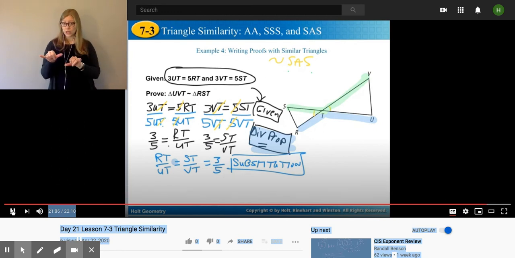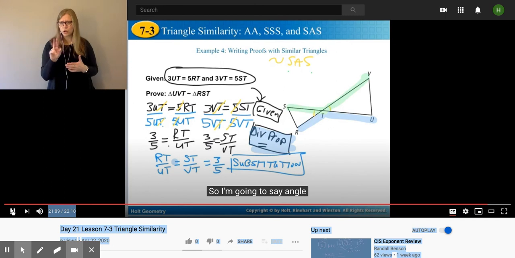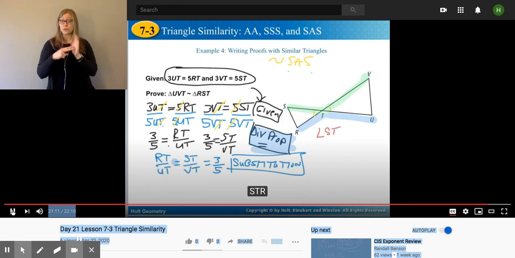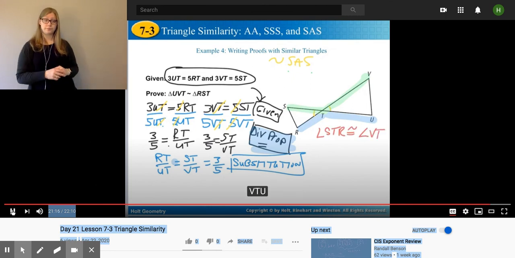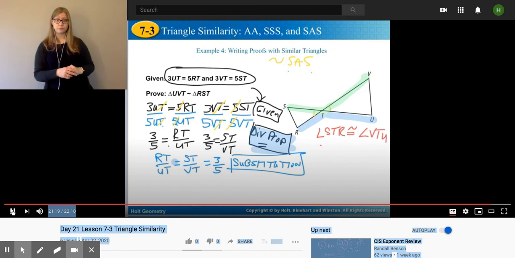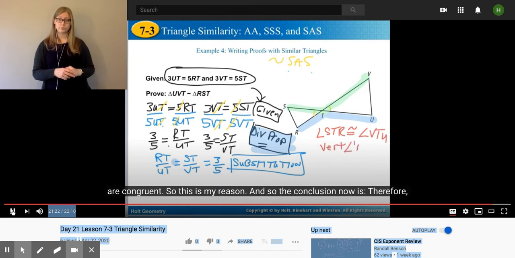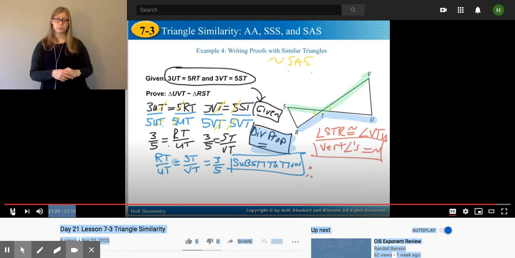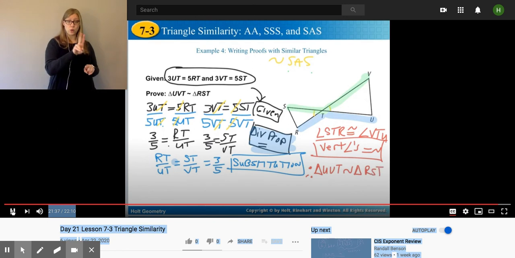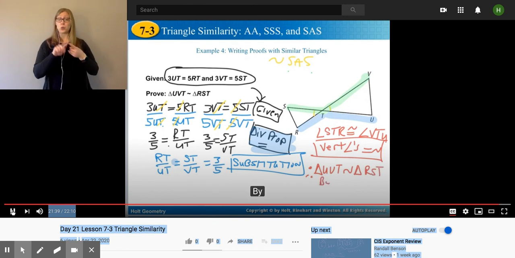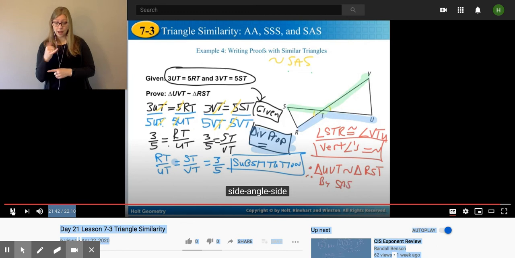I'll use a red pen. So I'm going to say angle STR is congruent to angle VTU. And what's the reason? Vertical angles are congruent. So this is my reason. And so the conclusion now is, therefore, triangle UVT is similar to triangle RST. And why? By side angle side similarity.